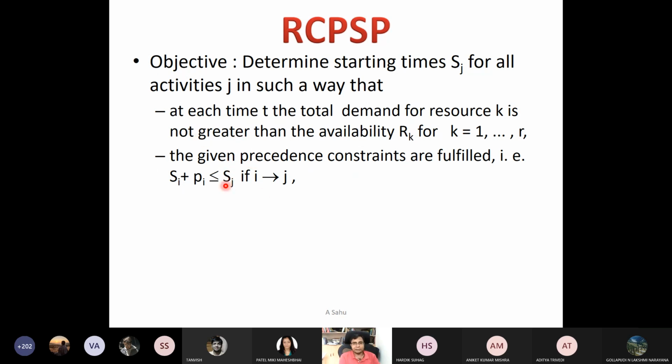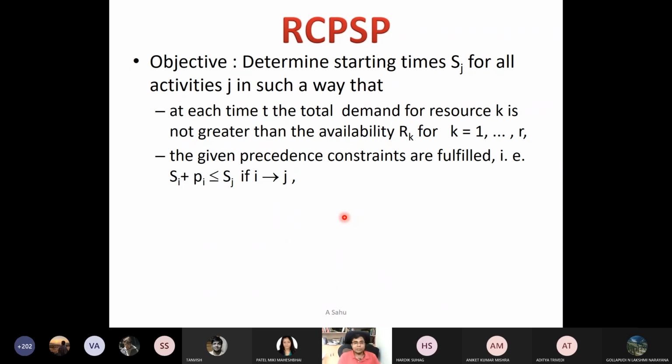And if it is a DAG, then the given precedence constraint needs to be fulfilled. This is what we are saying. We are trying to determine the start time of all the tasks given the resource constraint limit and precedence constraint limit. We want to execute all the tasks within the resource constraint while maintaining the precedence constraint.